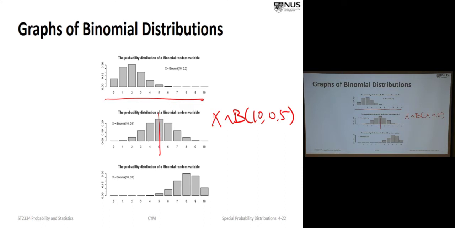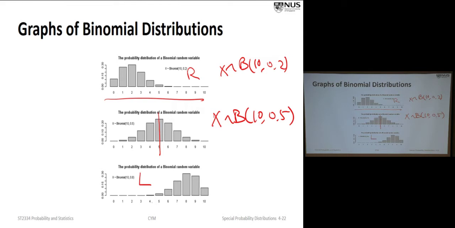So this one, with x followed by binomial with n equal to 10 and p equal to 0.5, is it skewed to the left or right? Anyone knows that? Skewed to the left or skewed to the right? Right, skewed to the right. Then this one, skewed to the left. Why is it skewed to the right?